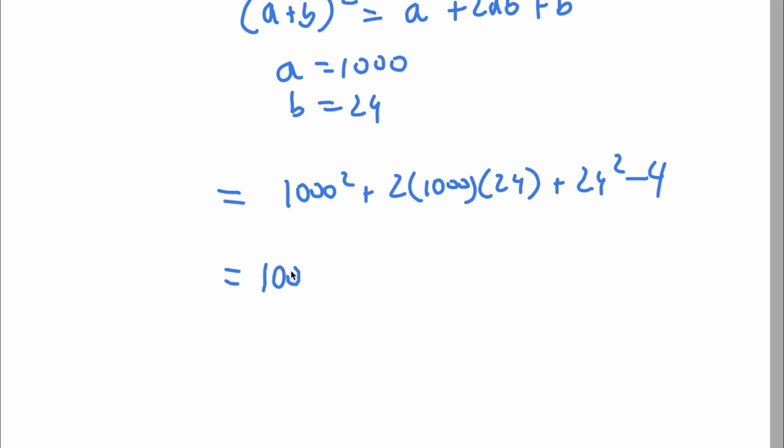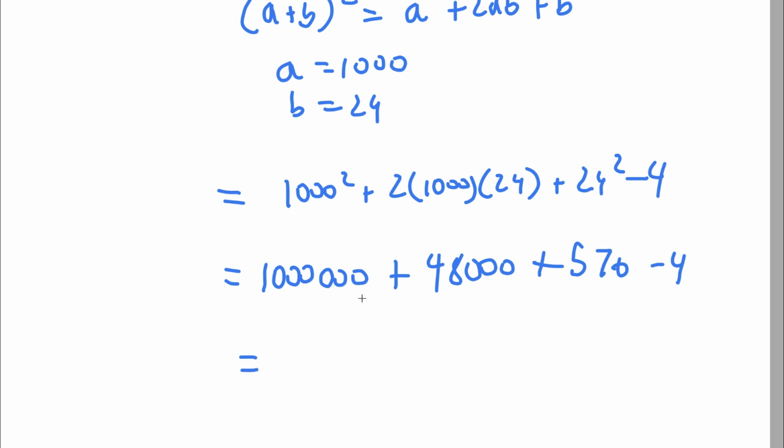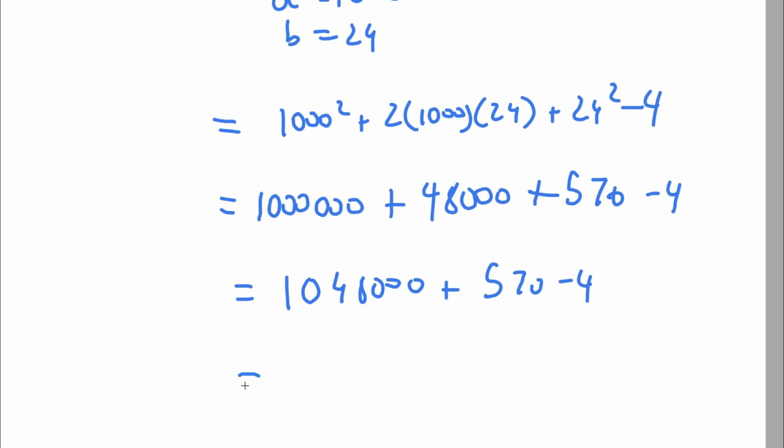Now 1000 squared, that's the same thing as 1 million. Now I have 2 times 1000, which is 2000, and 2000 times 24, that's going to be 48,000. Now I have this plus 24 squared, which is 576. I have this minus 4. Now 1 million plus 48,000 is 1,048,000. So I have this plus 570 minus 4. 570 minus 4, that's going to equal 566.